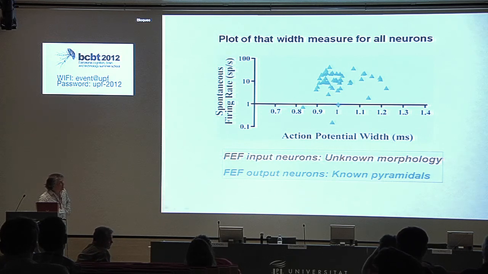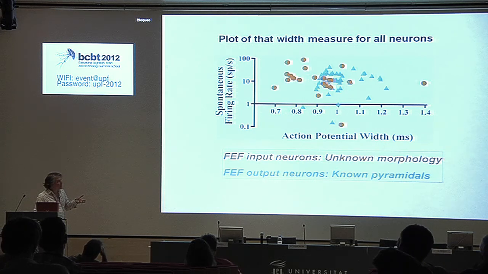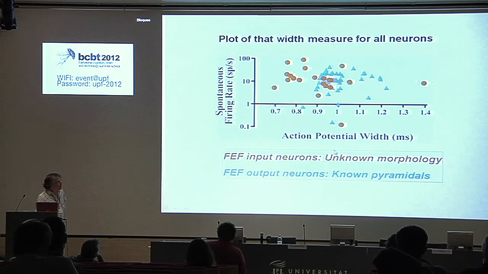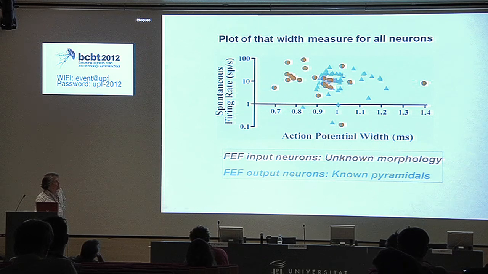So with the known layer 5 pyramidals, we know what excitatory neurons should look like. And we can superimpose onto that our set of unknown neurons from layer 4. So you can see some of the unknown neurons coincide very nicely with the cluster of known excitatory neurons. But many of them fall outside the cluster at narrower action potential widths and generally higher spontaneous firing rates. So these are good candidates for being inhibitory interneurons.